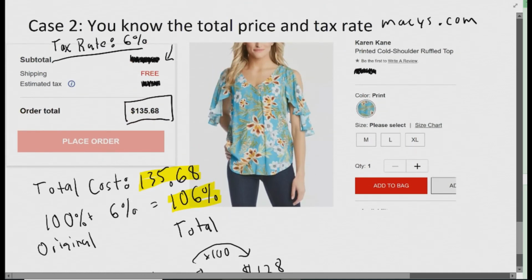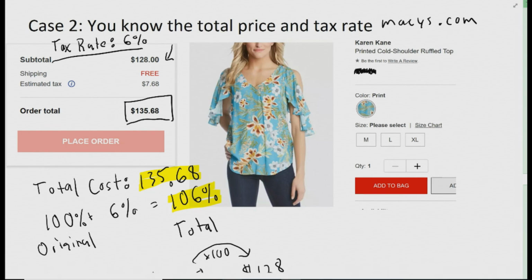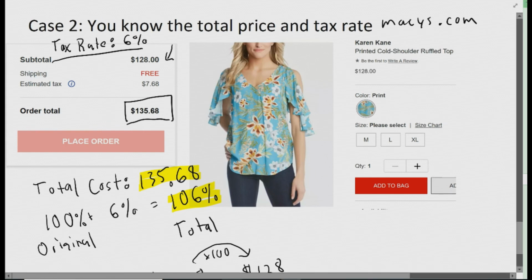And if we're going to reveal everything over here, $128 is the original cost. And furthermore, if the order total is $135.68 and the original cost is $128, we can also calculate our tax, $7.68. So now whenever you're shopping online and you want to buy yourself a really expensive blouse, now you know how to calculate the tax rate.